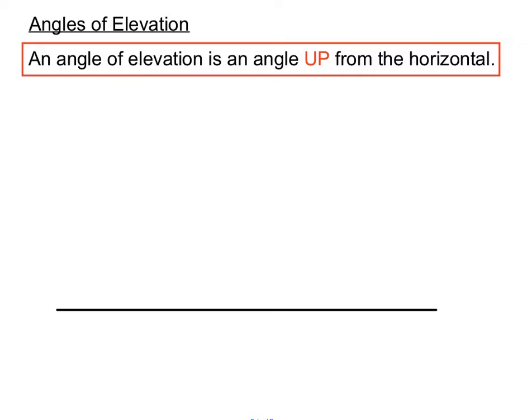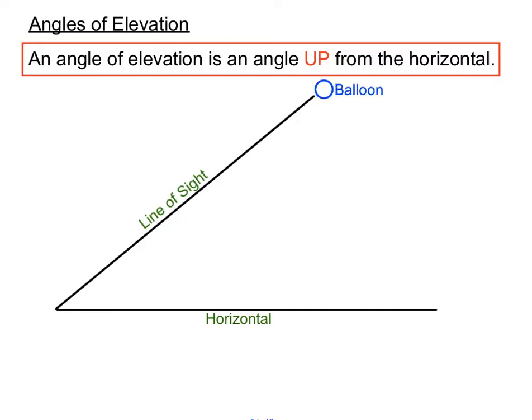Here's a diagram. Here's a horizontal. And here's what we call a line of sight if we're looking up from the ground to maybe a balloon, blue balloon. Not easy to say. And the angle that is up from the horizontal is called the angle of elevation. So theta there would be called an angle of elevation because that is an angle made up from the horizontal.